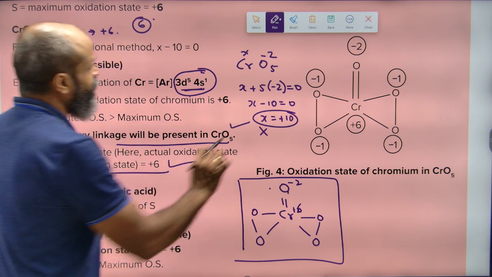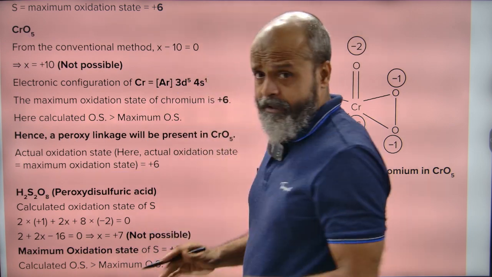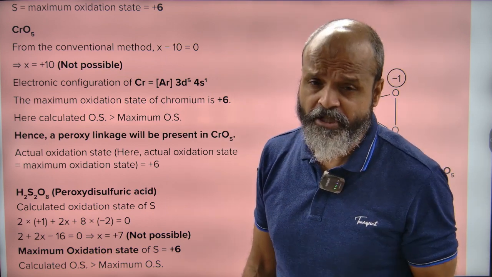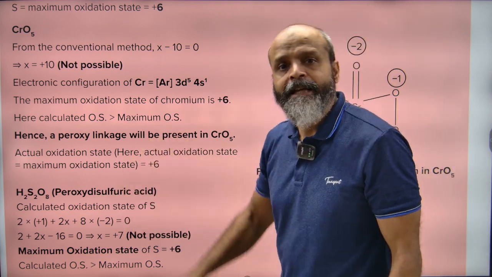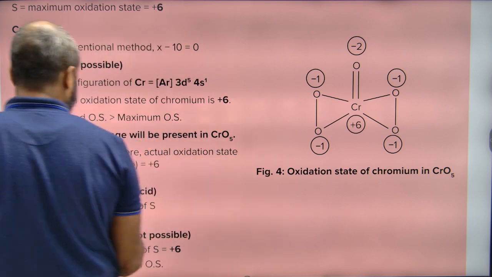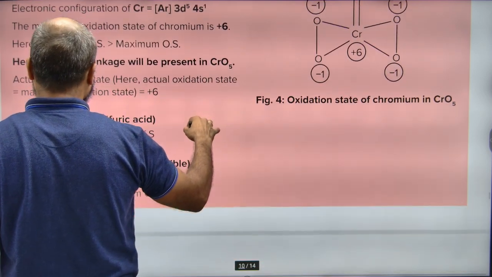So this is how we will have to go deep into elements which are crossing their maximum oxidation state, which is permissible in a particular element, in a particular compound. Let's talk about peroxy disulfuric acid.